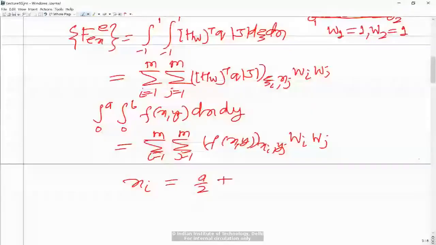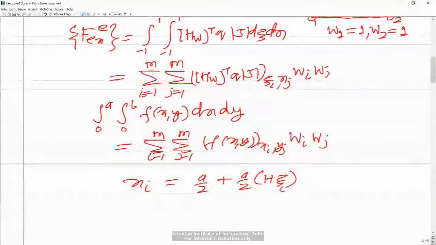x equal to a by 2 plus a by 2 into 1 plus xi. Sir, so this is the relationship between xi and x.